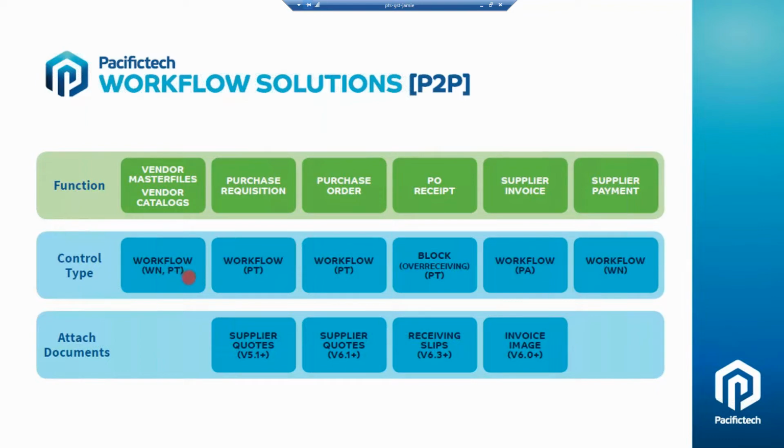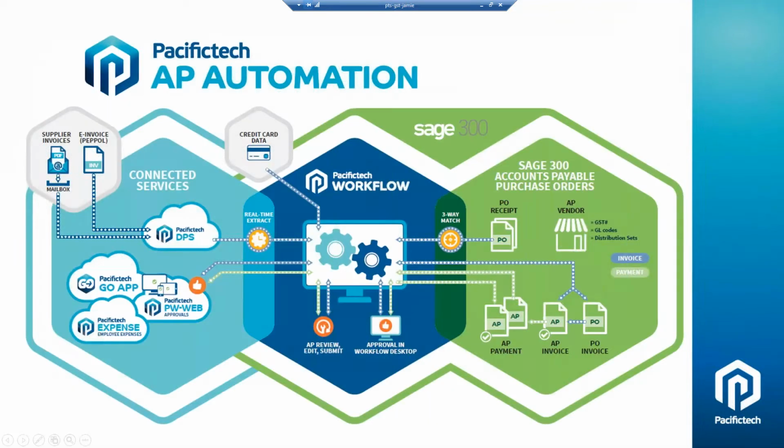And really the key point we want to communicate is that our modules have got controls across the whole P2P process. Okay, so now we'll look at AP automation, which is what we're focusing on today. This infographic has quite a lot of information in it, so I'll just go through it to cover off some of these key concepts.